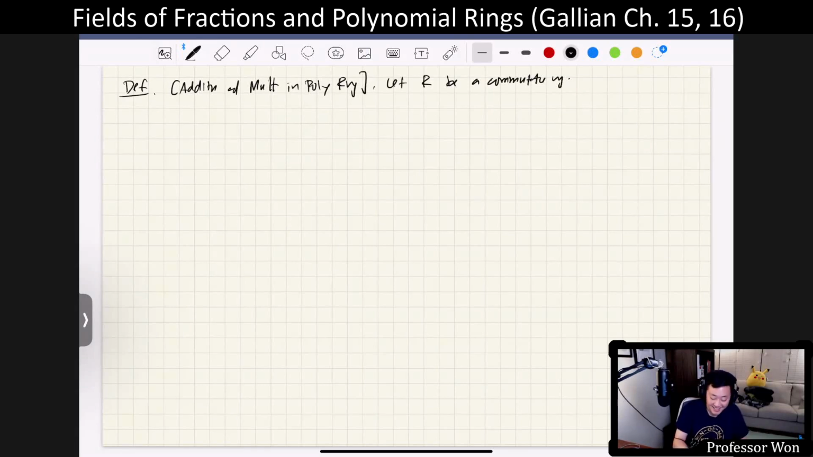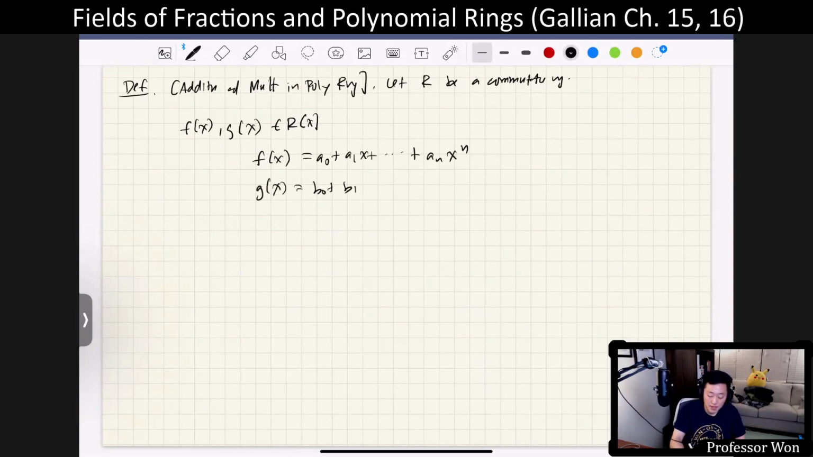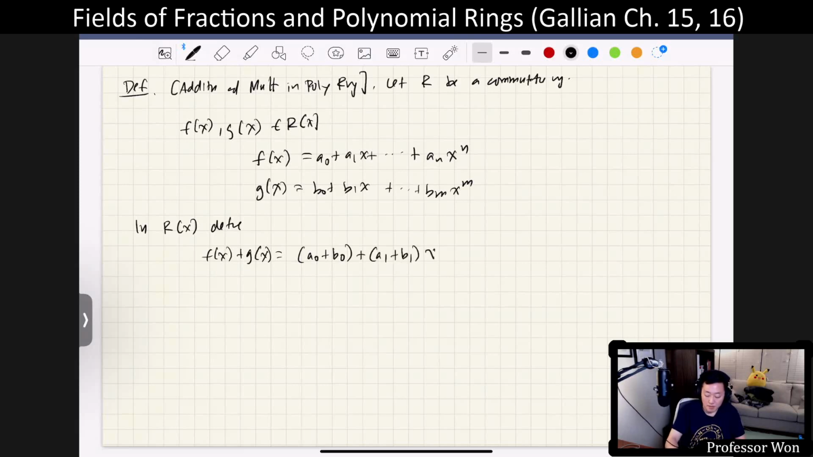Okay. If I take two elements, f of x and g of x, in the polynomial ring over R, I can write them as a naught plus a1x plus dot dot dot plus a n x to the n, and b naught plus b1x plus dot dot dot plus bmx to the m. And in the ring, we define the sum to be the polynomial that adds together the a0 and b0 terms, the a1 and b1 terms. You just add the corresponding coefficients in R.